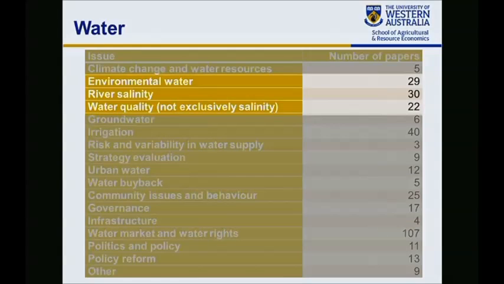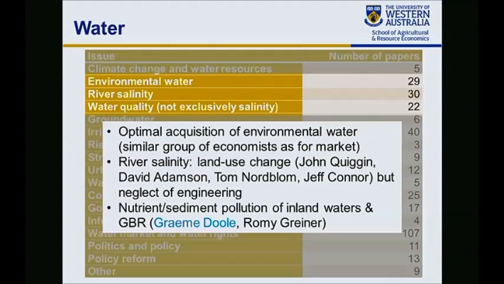And the other one I want to touch on in water is the issue of environmental aspects of water, and there are three different topics here which I could group together and say there are about 80 papers. Environmental water, which means the purchase of water and allocation to environmental uses. River salinity as a specific topic, and water quality for every other reason other than salinity. And basically pretty much the same group of authors as on the previous slide also worked on this issue of the purchase of environmental water.